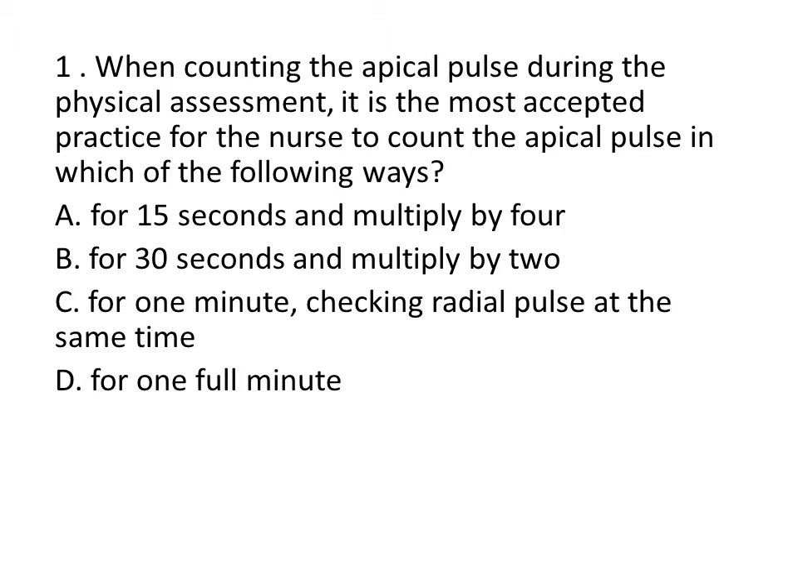When counting the apical pulse during the physical assessment, it is the most accepted practice for the nurse to count the apical pulse in which of the following ways? The options are A. For 15 seconds and multiply by 4, B. For 30 seconds and multiply by 2, C. For 1 minute checking the radial pulse at the same time, and D. For 1 minute. The most common practice to check the apical pulse. The answer is D, for a full 1 minute.